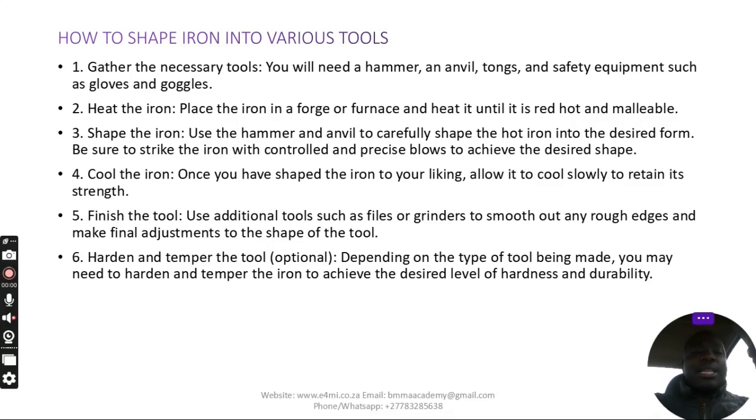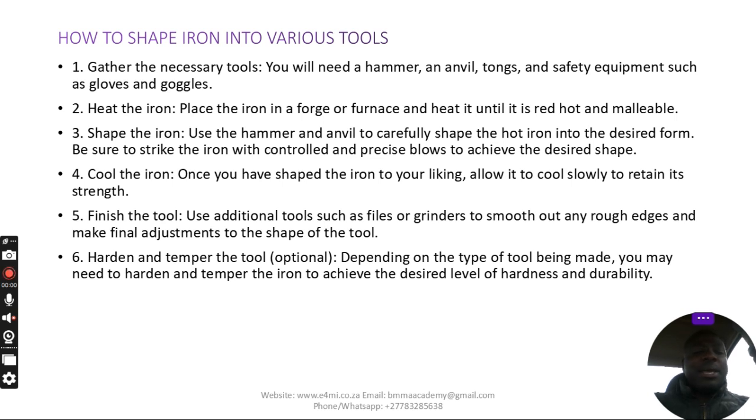So first of all, you have to gather the necessary tools. You will need a hammer, you need anvils, you need tongs and safety equipment such as gloves and goggles, and then you have to heat your iron. You place the iron in a forge or furnace and heat it until it is red hot and malleable. What we call malleable is something that is easy to manipulate or change shape, which is soft enough to be beaten into whatever shape that you want.